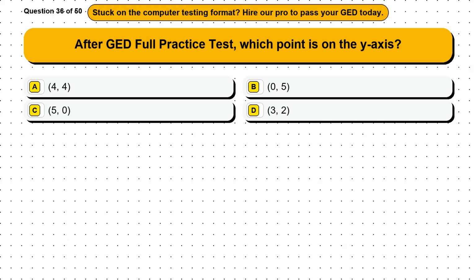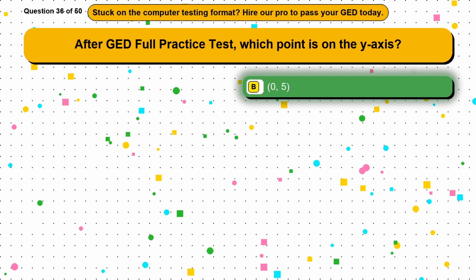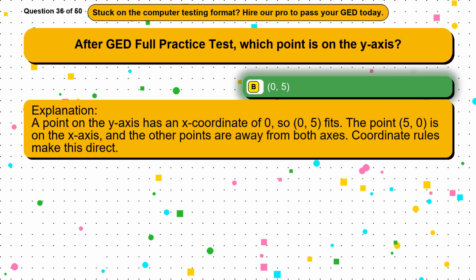Question 36. After GED Full Practice Test, which point is on the y-axis? Option A, 4, 4. Option B, 0, 5. Option C, 5, 0. Option D, 3, 2. The correct answer is option B, 0, 5. A point on the y-axis has an x-coordinate of 0, so 0, 5 fits. The point 5, 0 is on the x-axis, and the other points are away from both axes. Coordinate rules make this direct.